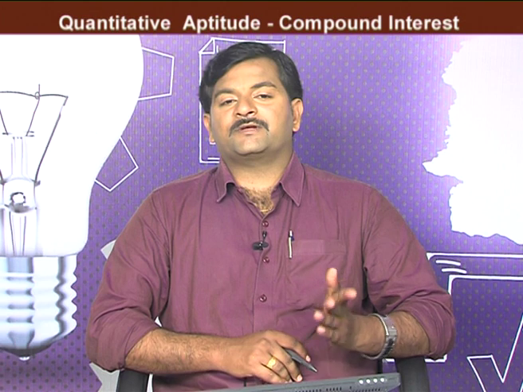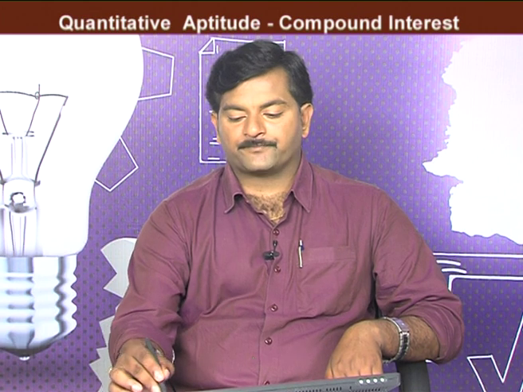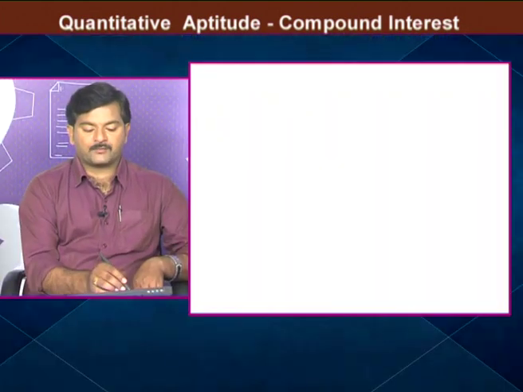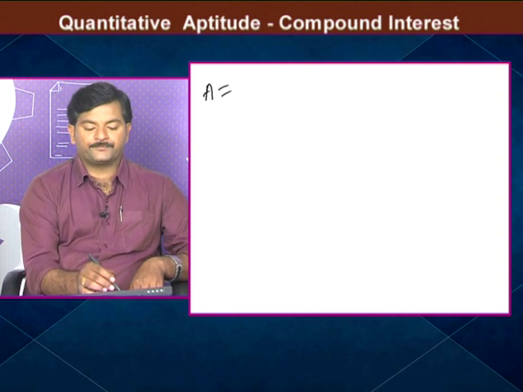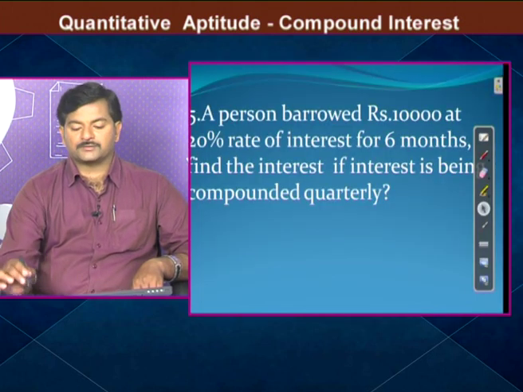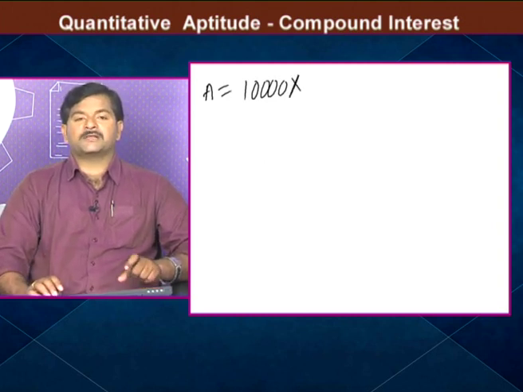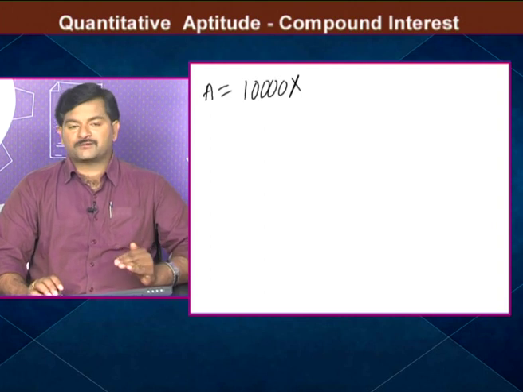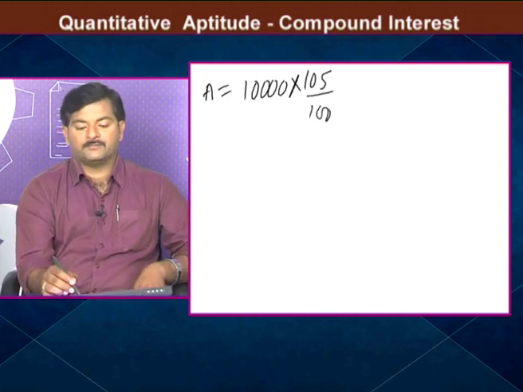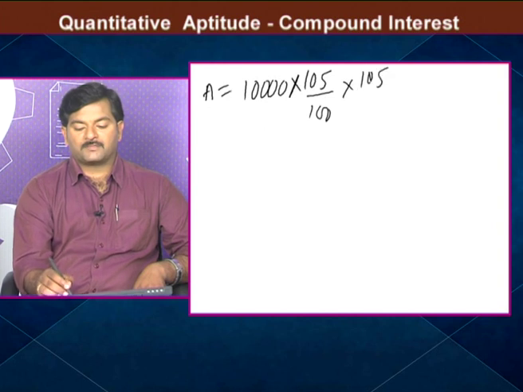And secondly, since interest is compounded quarterly, the rate of interest also should be for a quarter. Yearly rate of interest is 20%. Just now we have seen in the previous question, what about the quarterly rate of interest? 5%. How many times does he have to pay? 2 times. First of all, we have to find the amount. Amount A equals P, value 10,000, for 6 months. How many times does he have to pay the interest? 2 times, because interest is compounded quarterly. First quarter, second quarter: 105 by 100 into 105 by 100.